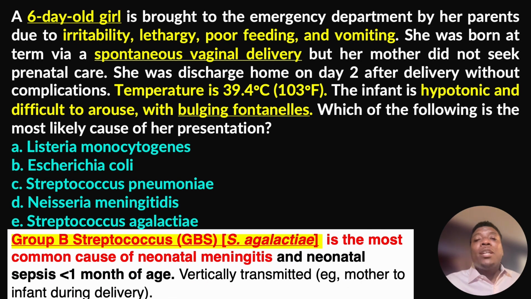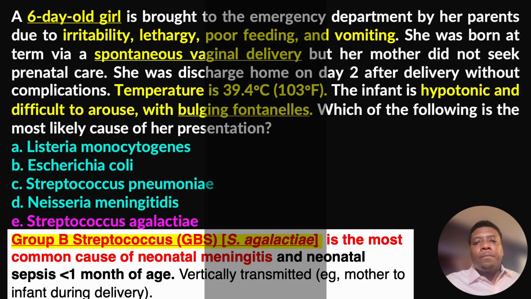Remember that group B strep, also known as Streptococcus agalactiae, is the most common bacterial cause of neonatal meningitis, especially less than 1 month of age. E. coli is the second most common after Streptococcus agalactiae.